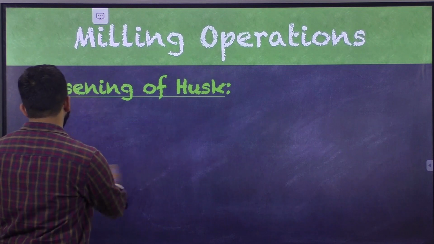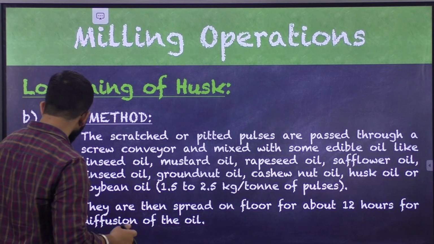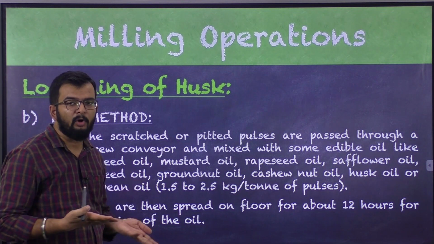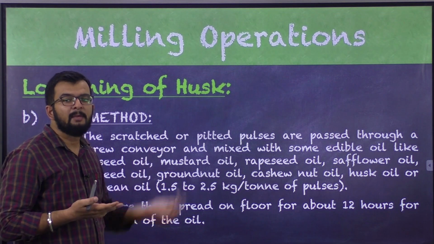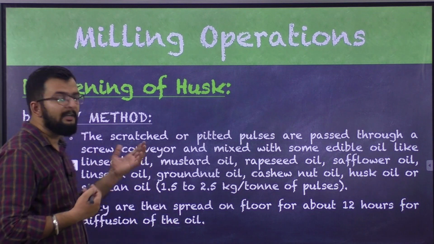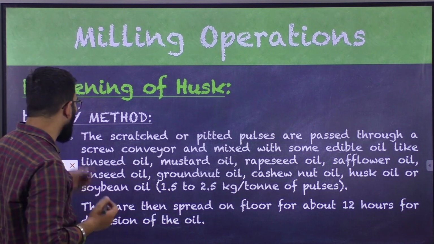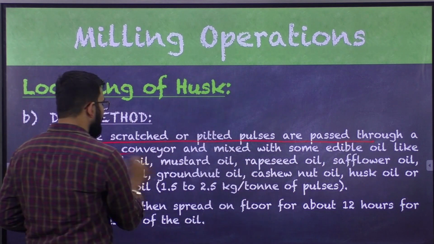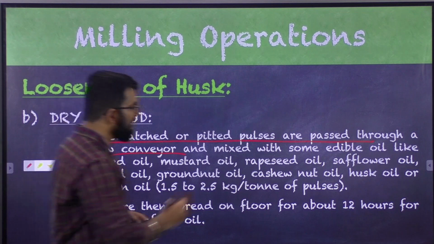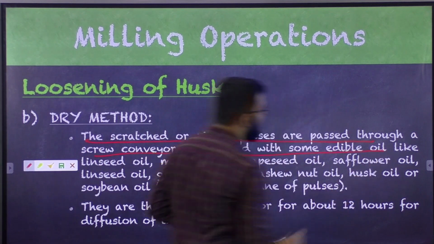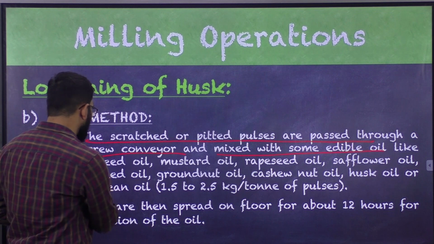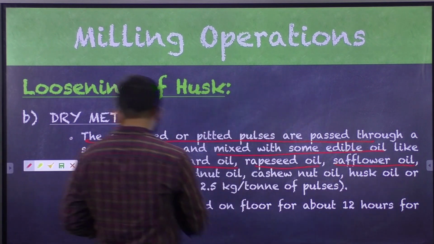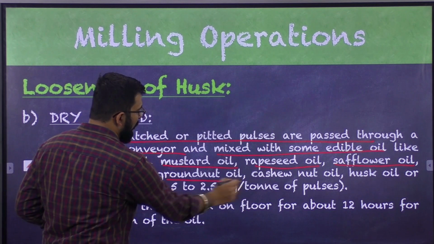Next, let's see the dry method. The disadvantage of your wet method was due to steeping in water, so obviously in the dry method we omit that step, but we replace it with soaking in oil. The scratched or pitted pulses are passed through a screw conveyor and mixed with some edible oil. Instead of water we are mixing it with oil like linseed oil, mustard oil, rapeseed oil, sunflower oil. There are different types of oil with which you can soak it.